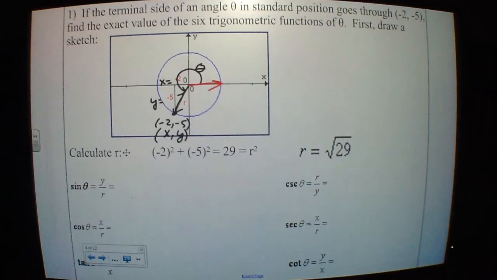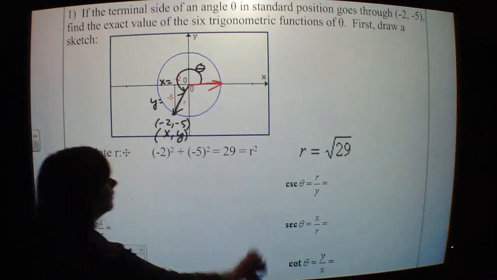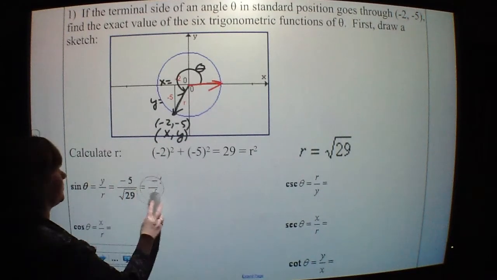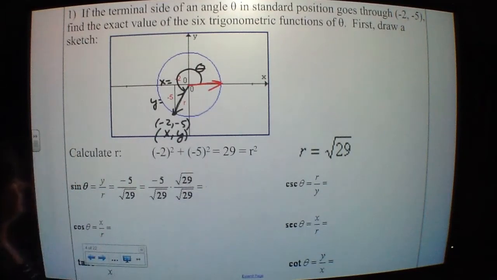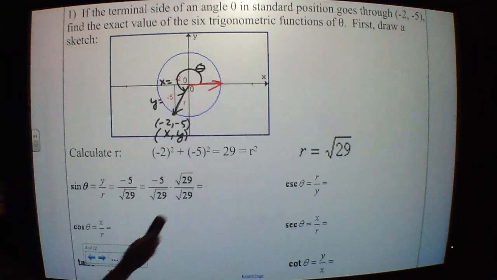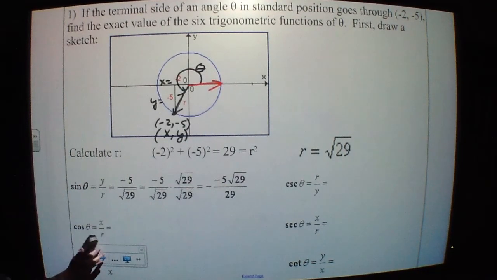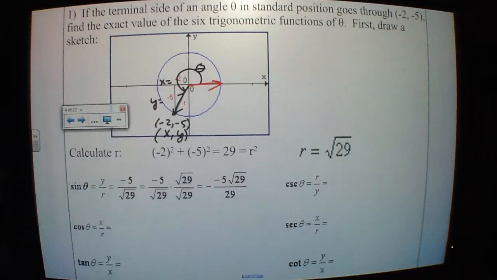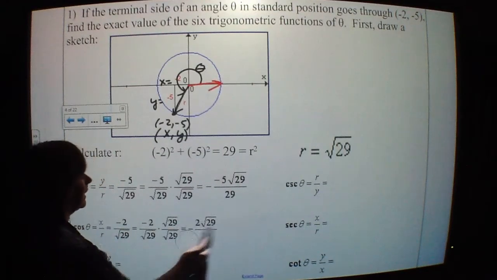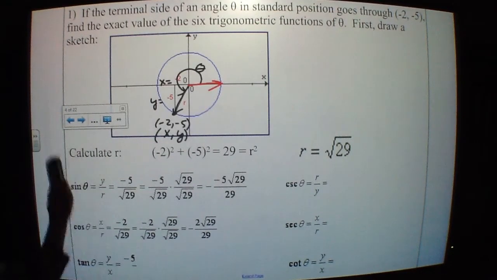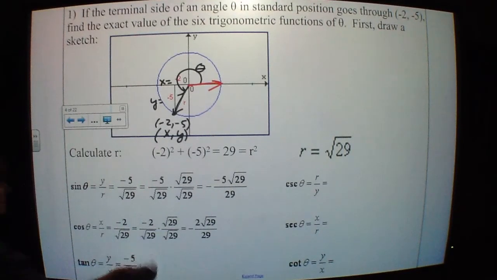So the sine is y, which is given, -5, over radical 29. Rationalize the denominator. I'm going to multiply by radical 29 over radical 29, and I'll get negative 5 radical 29 over 29. Cosine is x, which is negative 2 over radical 29. Rationalize the denominator, and you get negative 2 radical 29 over 29. Tangent is y, which is negative 5, over x, which is negative 2, which is positive 5/2.